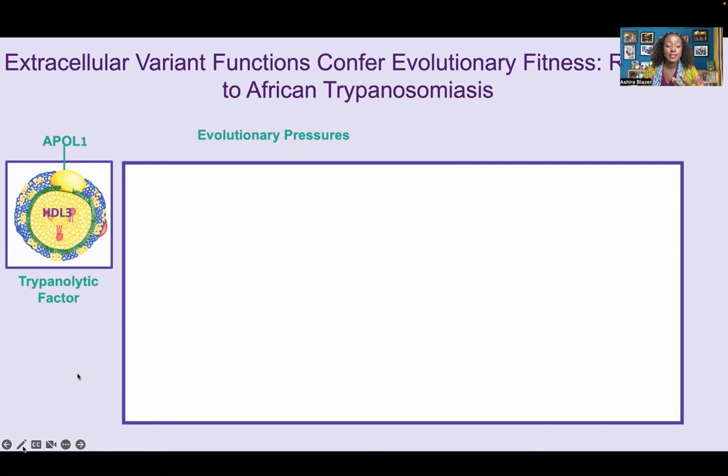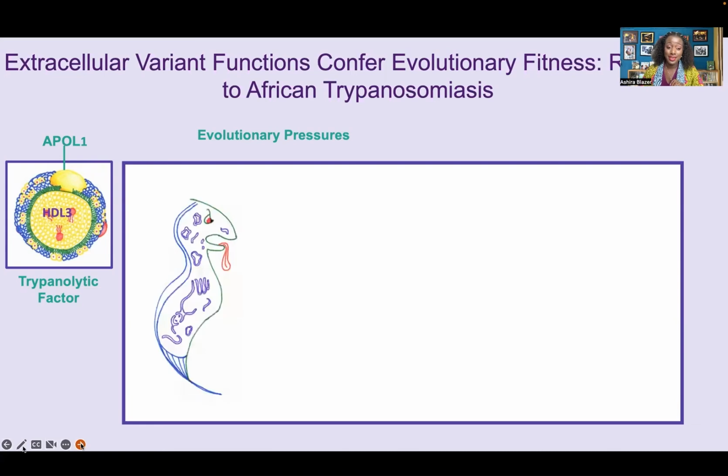So APOL1 is expressed by numerous cell types, including hepatocytes, which can secrete APOL1. And when this happens, as a lipoprotein, APOL1 travels along with these HDL3 particles as the trypanolytic factor. When someone becomes infected by the blood parasite Trypanosoma brucei, these parasites will start to take in fatty materials in the nascent environment, including these HDL3 particles.